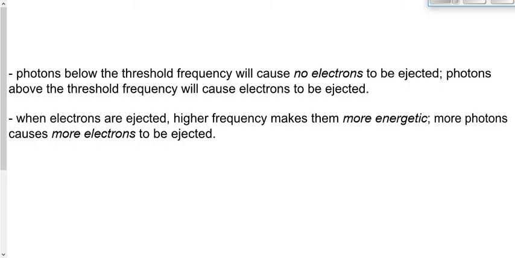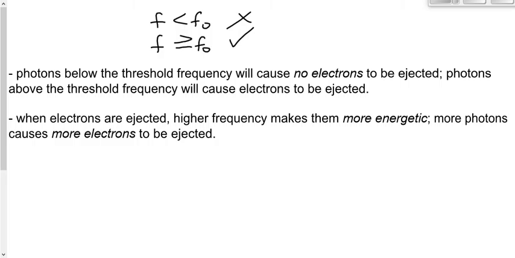This is essentially what we just said, right? Photons below the threshold frequency will cause no electrons to be ejected. Photons above the threshold frequency will cause the electrons to be ejected. Now, remember, I wrote this down already. I'm going to say it again though. F less than F0, nothing happens. F greater than or equal to F0, something happens. Electrons are ejected.